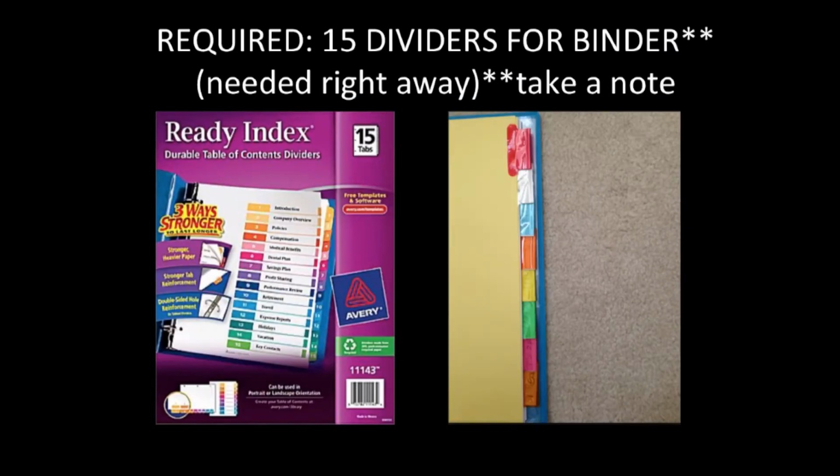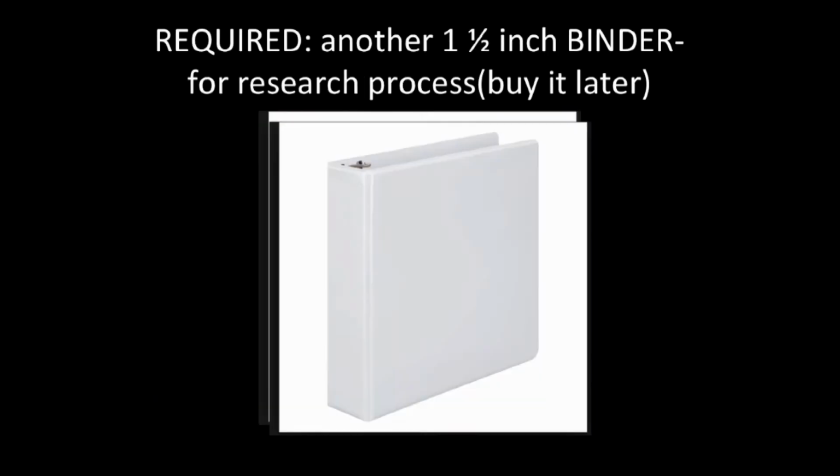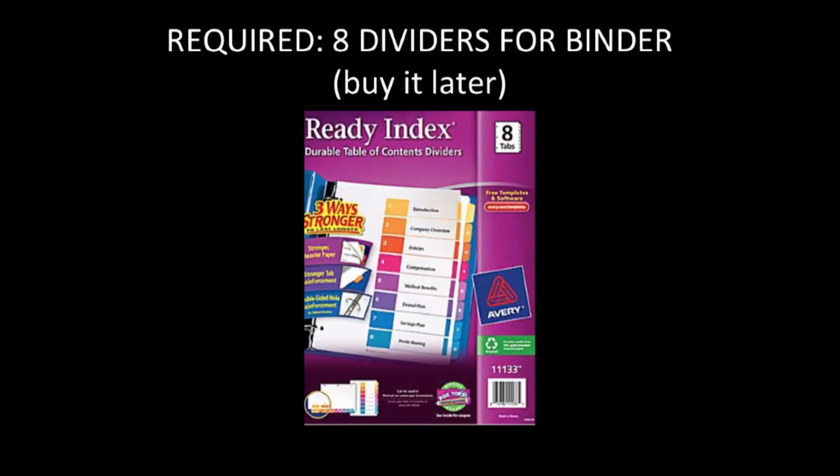To keep your work organized inside the binder, you will need 15 dividers, one for each week of the semester. You will assess your own organization every 2 weeks, so in order to give yourself the highest possible grade, you must keep an organized binder. Required, another 1.5-inch binder, but we'll talk about it later, not now. And you'll get dividers for it as well.